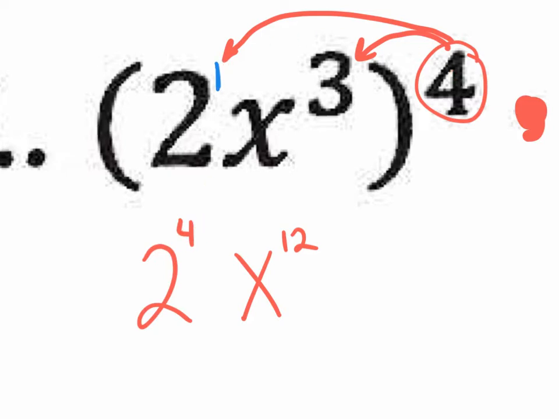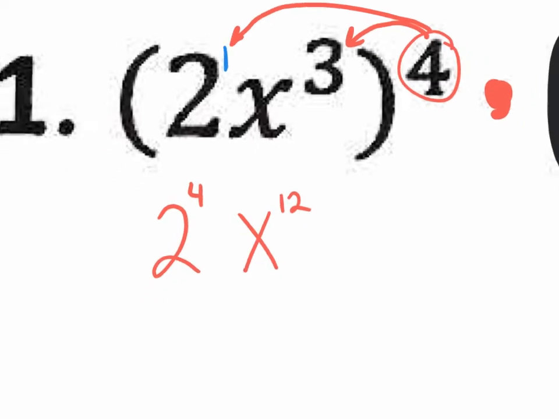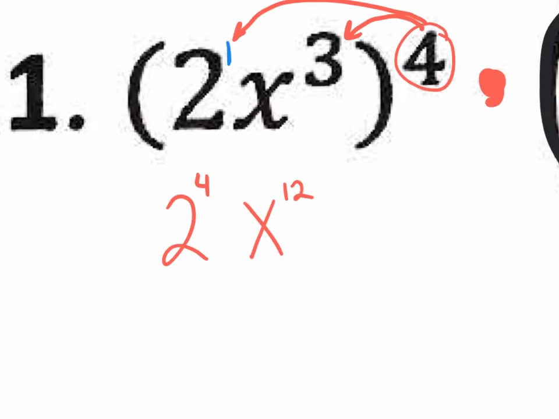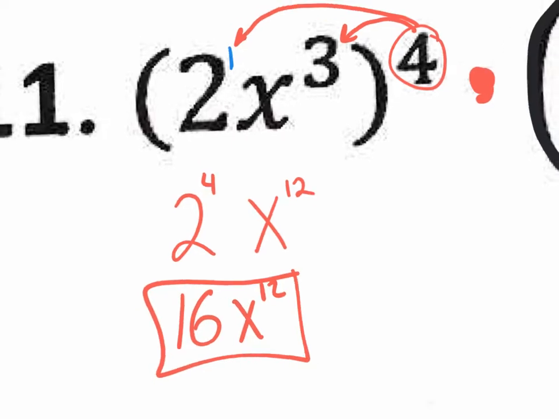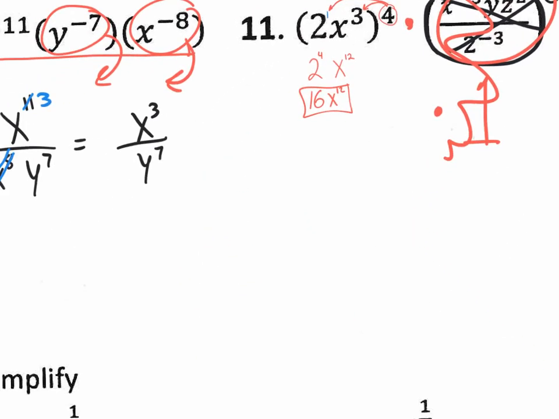Anyway, that's your answer, but on your multiple choice on the midterm, they're not going to leave it like that, because we could easily do 2 times 2, which is 4, times 2, which is 8, times 2, which is 16. So your final answer on your multiple choice will be 16x to the 12th. And that's it right there, 16x to the 12th. So let's move on to the next one.